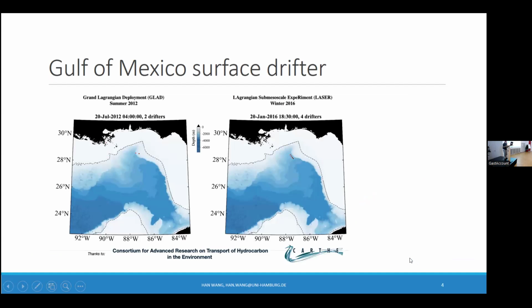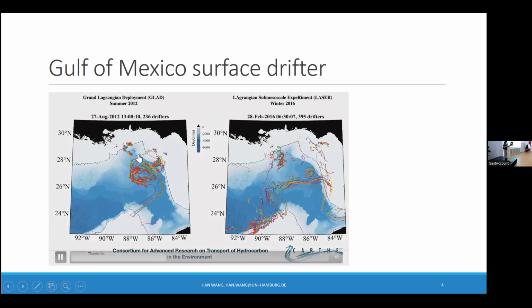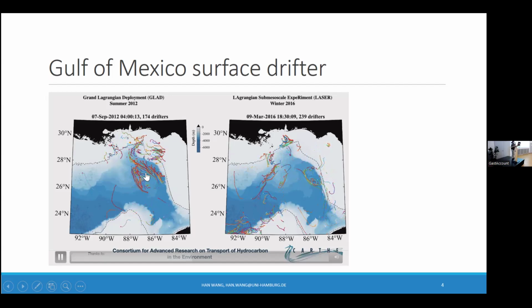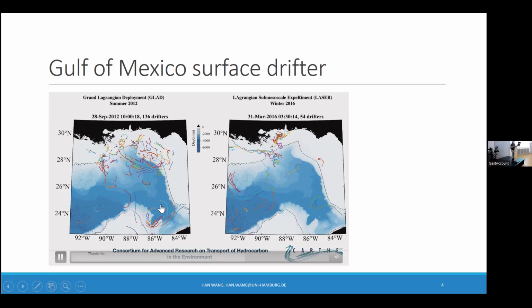Okay, so this is how the data set looks like. This is the Gulf of Mexico, and this is a video of the drifter locations in time. The left is the GLAD campaign in summer, and the right is the LASER campaign in winter. You can see very clearly that there is this multi-scale motion that's resolved in the drifter data set. So you see this anti-clockwise, clockwise rotations that's clearly an imprint of near inertial waves. And there are also these large-scale motions, which are probably due to balanced flows.